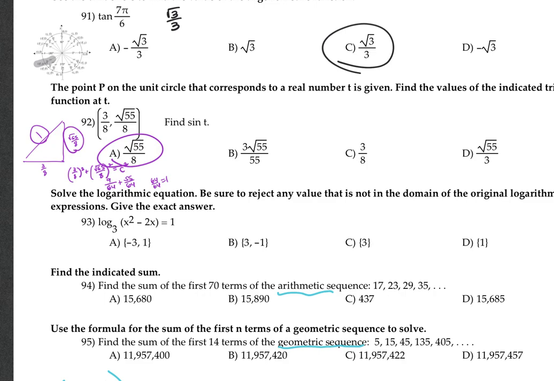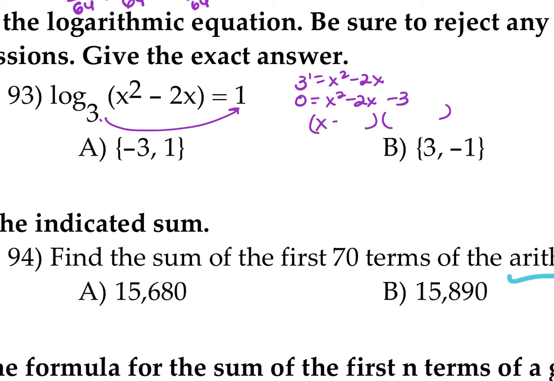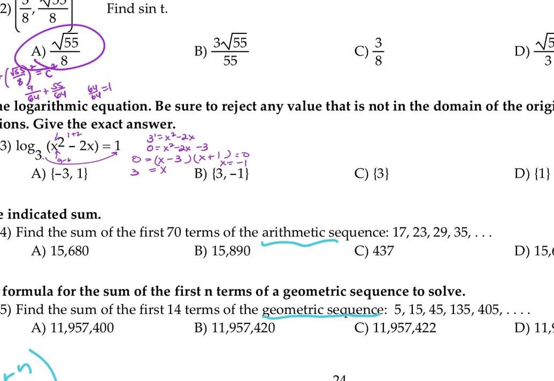93 says solve the log equation, and then make sure to check for your domain. So this only has one log, so the 3 is going to come over and pick up the other side. So 3 to the first would equal x squared minus 2x. I'm going to have to factor, so 0 equals x squared minus 2x minus 3. Factors of negative 3 that sum to negative 2. And I get x equals 3 and x equals negative 1. And then we want to check. So this is 3, that would be 9 minus 6, which is fine. But if this is negative 1, I get 1 minus a negative 2, which is also fine. So both of these answers get to be used.